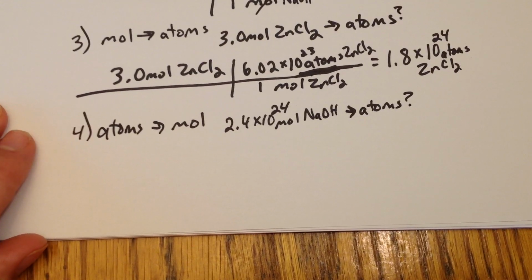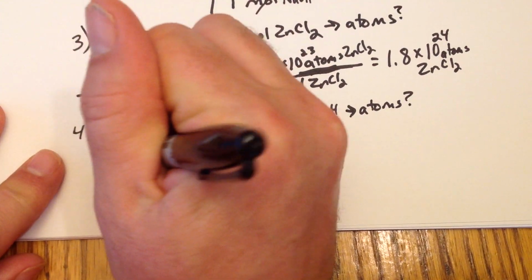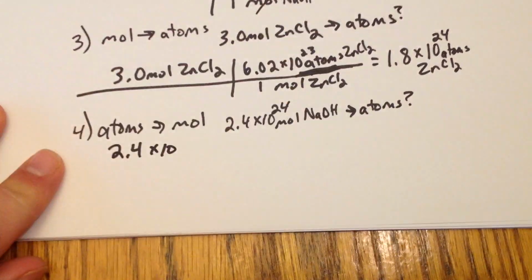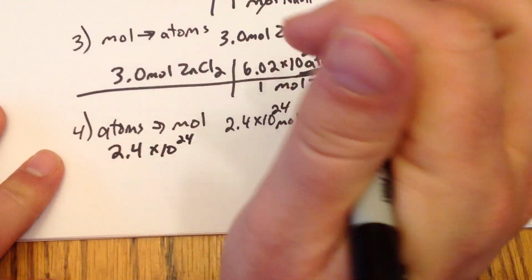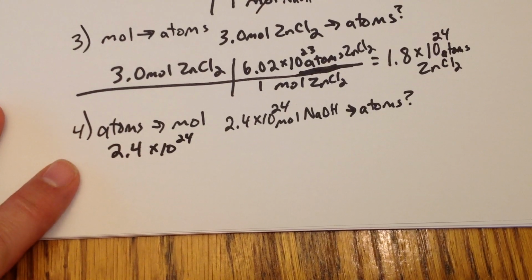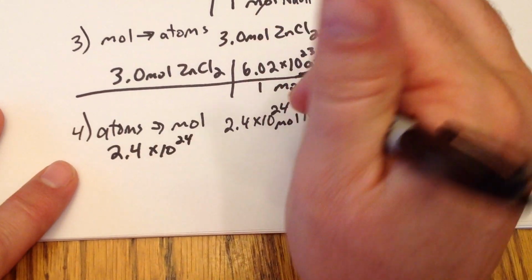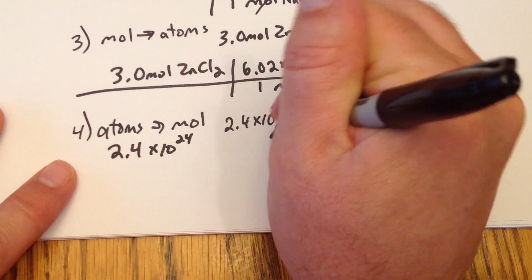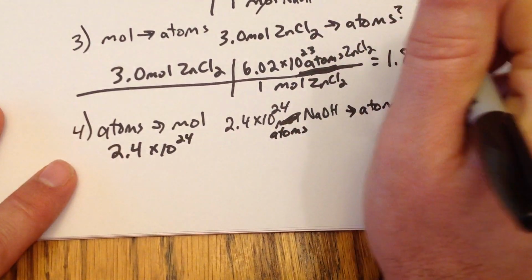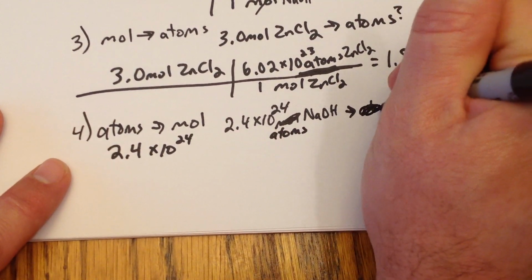So there we go. How do you think we'll start? Just like we have every other time. We'll go with the number at our starting location, and that's 2.4 times 10 to the 24th. I'm sorry, that should be atoms. That's a really big number, and we're going to moles.